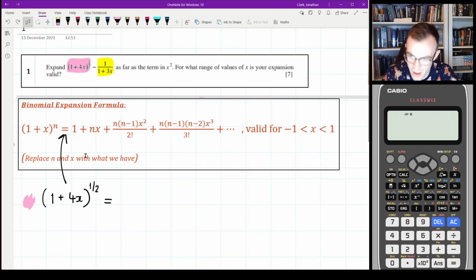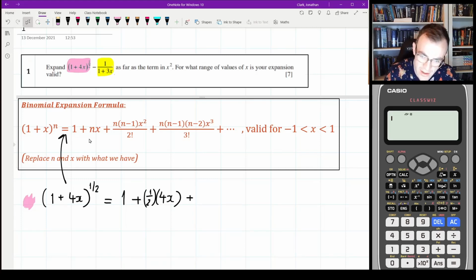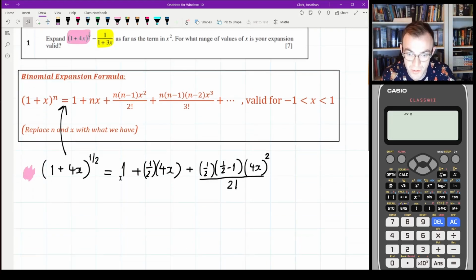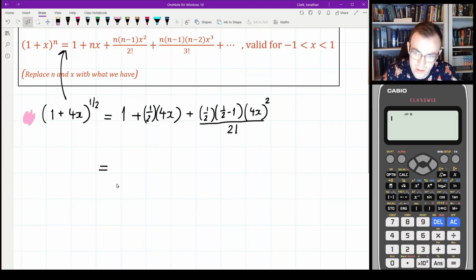So it's going to be 1 plus nx, that's going to be a half times 4x, and then I've got n minus 1 times x, and this again is going to be 4x squared all over 2 factorial. 2 factorial is just 2 times 1, which is 2. So I think I'll be able to get this first bit without the calculator. I'll double check the calculation on this bit.